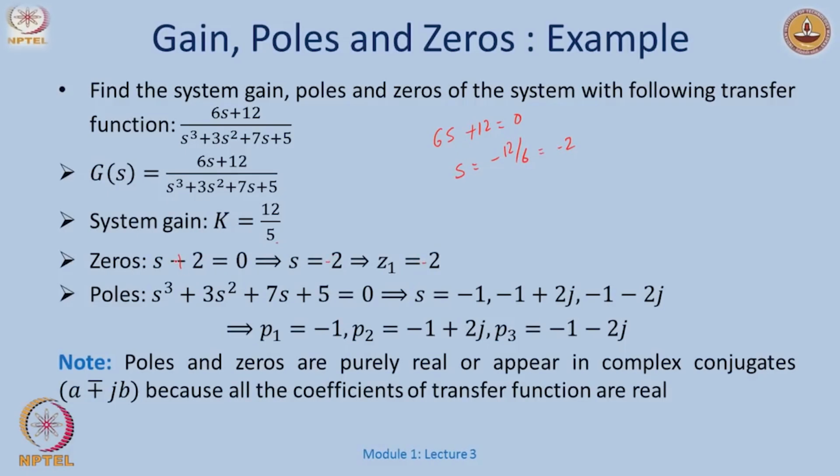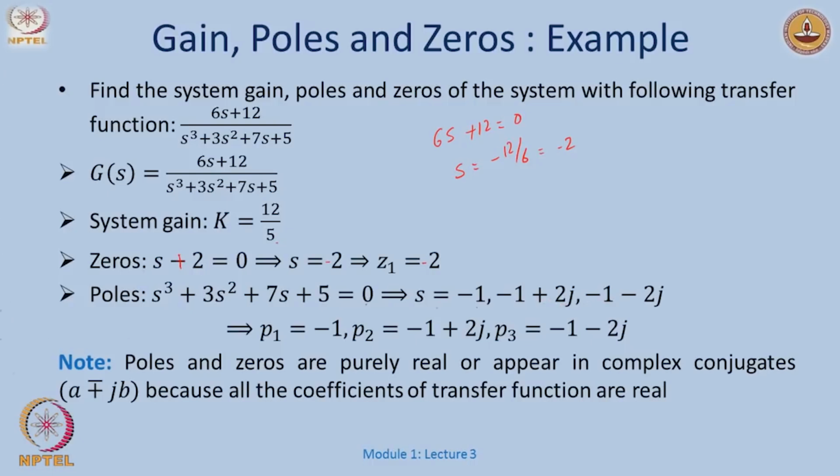Sorry, there is a little error here. If I compute, the zero would turn out to be at minus 2. Similarly, I take the denominator polynomial, equate it to 0, and I get the 3 roots: s equal to minus 1, and s equal to minus 1 plus 2j and minus 1 minus 2j.